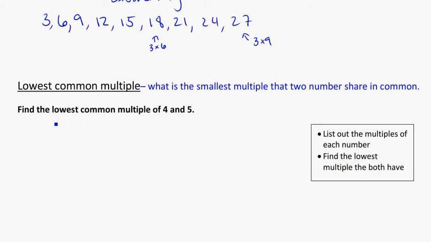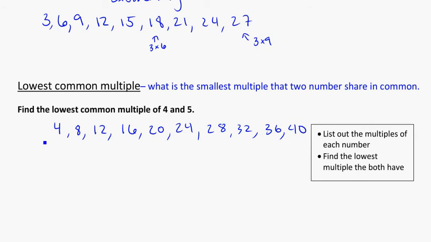So if we start with 4, 8, 12, 16, 20, 24, 28, 32, 36, and 40. Probably don't need that many, but just to list them out. So that's timesing a number by 4 each time, or if you want to, just thinking about going up by 4 every single time. And if we think about 5s, 5 times 1 is 5, 5 times 2 is 10, times 3 is 15, times 4 is 20, 25, 30, 35, 40.